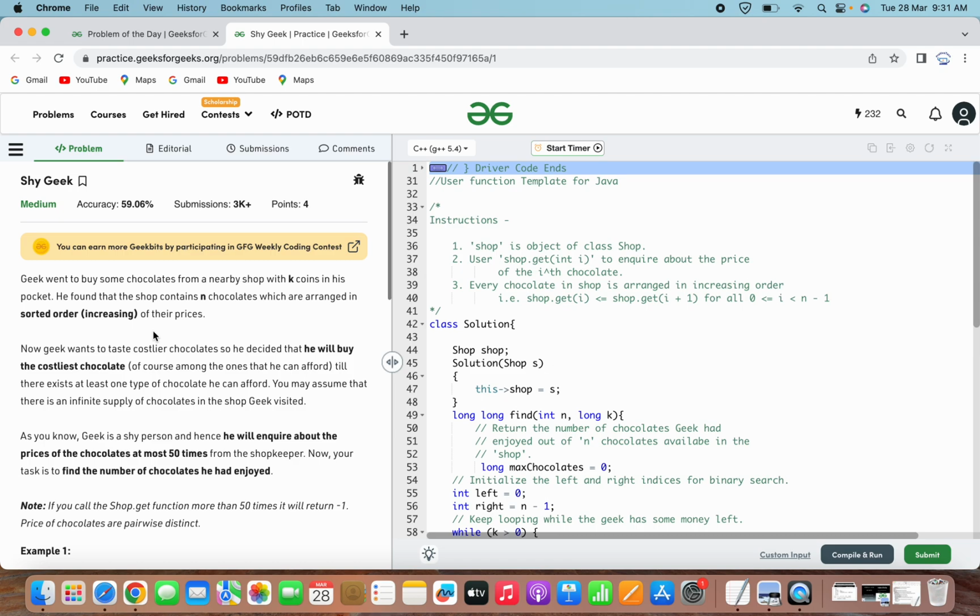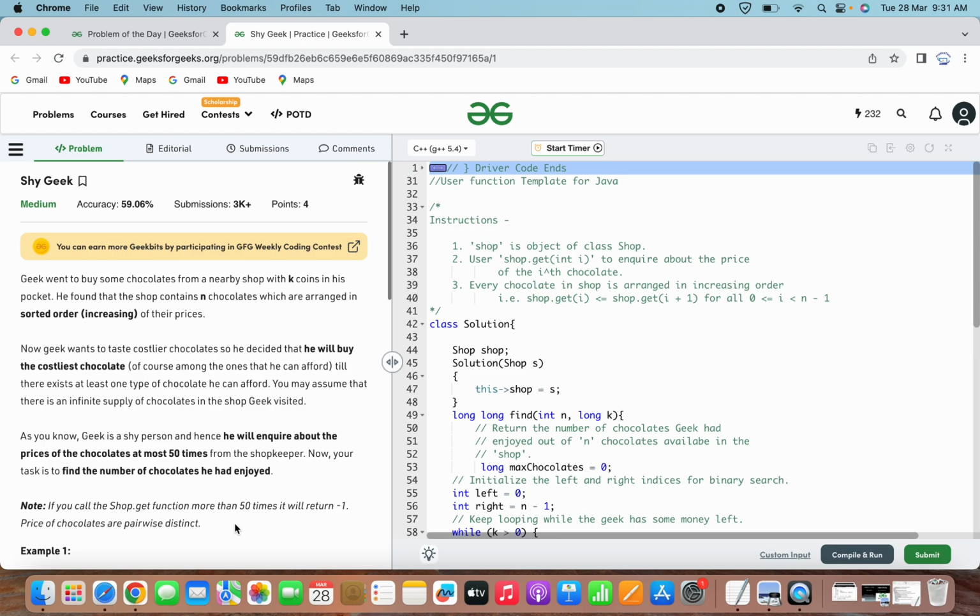Till there exists at least one type of chocolate he can afford. You may assume that there is an infinite supply of chocolate in the shop Geek visited. As you know, Geek is a shy person and hence he will inquire about the prices of the chocolate at most 50 times from the shopkeeper. Now, your task is to find the number of chocolates he had enjoyed. In the note, it is given that if you call the shop.get function more than 50 times, it will return -1. Prices of the chocolates are pairwise distinct.